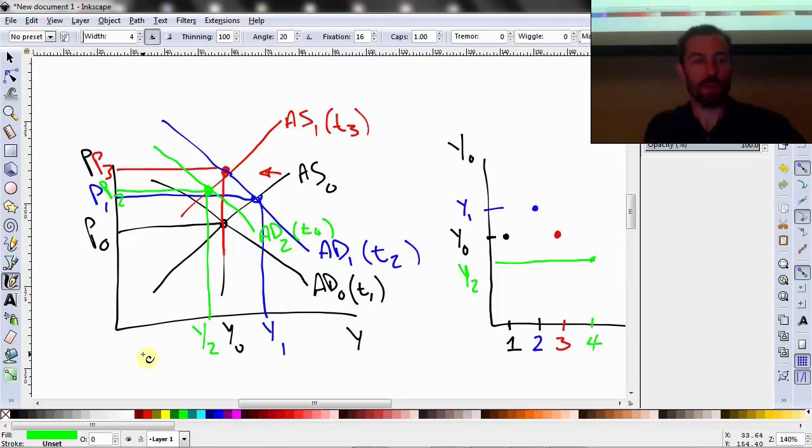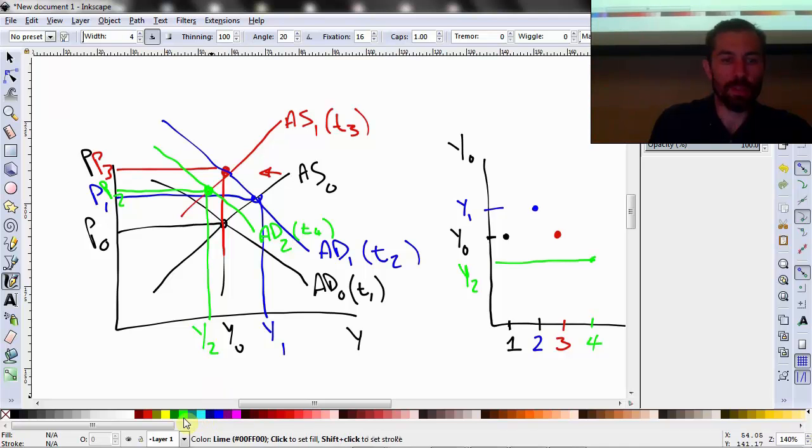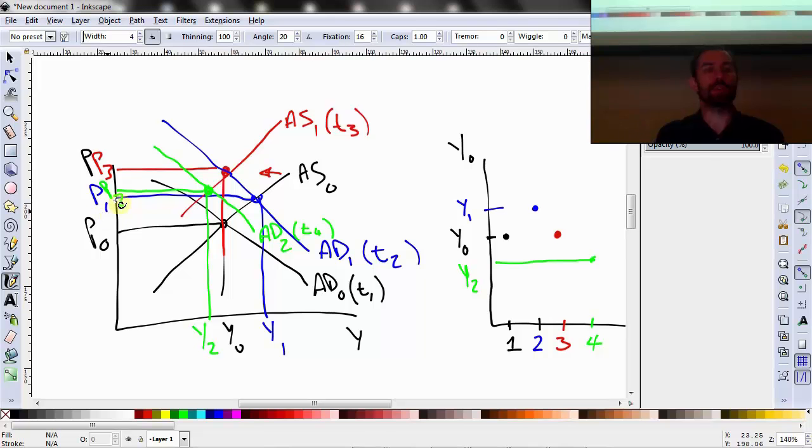Okay? But of course, that leads to unemployment, and that unemployment, what happens? Employees realize that in fact, real wages have risen with that decrease in the price level. They're happy to accept lower real wages now that they know that prices have decreased. So, with a decrease in nominal wages, aggregate supply shifts from AS1 to AS2 in the next time period.